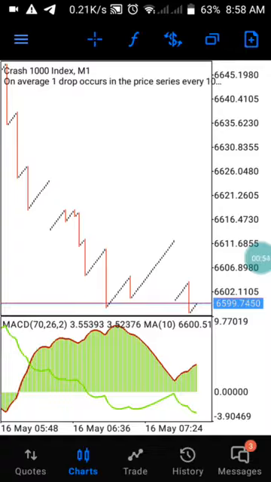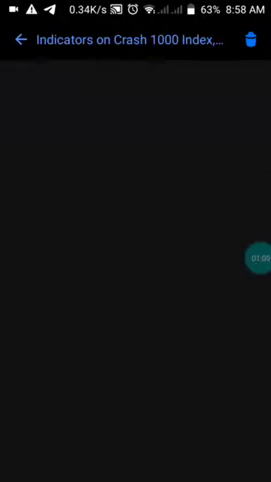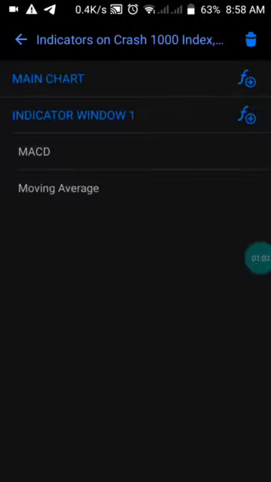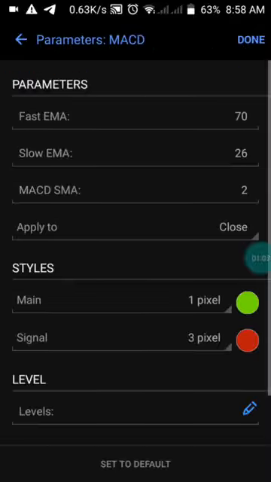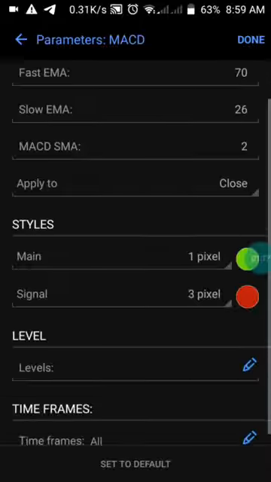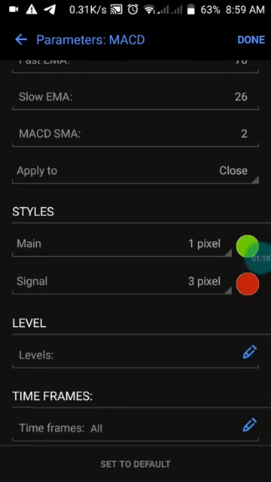So this is crash 1000. Let me show you the settings of this strategy before I show you how this strategy really works. So we only have two indicators here. We have our MACD, we have the fast EMA on 70, we have the slow EMA of 26, we have the MACD SMA of 2. Then you have your apply to close, then you have your main color to be green and your signal color to be red. That's exactly all you need.